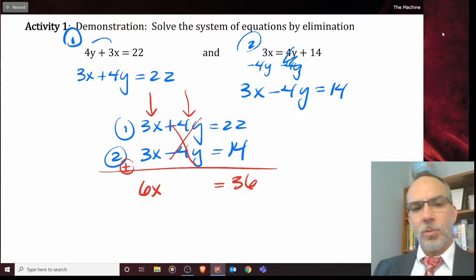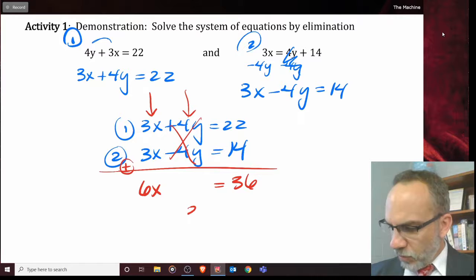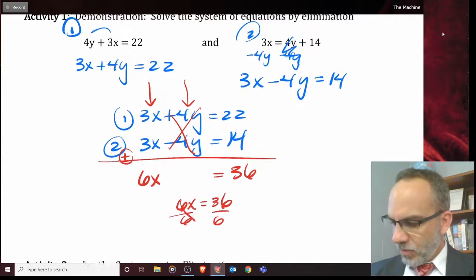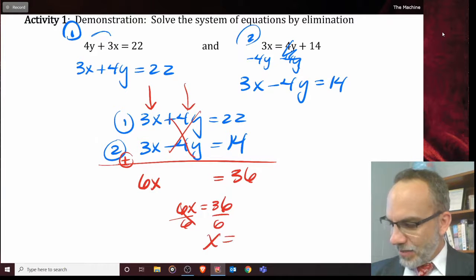What have I got left? Well, I've got 6x is equal to 36. Maybe the spacing there bothers you. Just move it over a little bit. 6x is equal to 36. How do you solve that now for x? Well, divide by 6, divide by 6. I get, whoops, almost done. I get x is equal to 6.